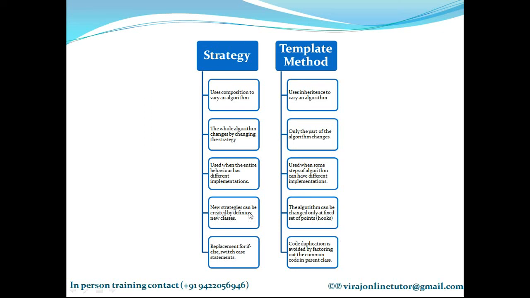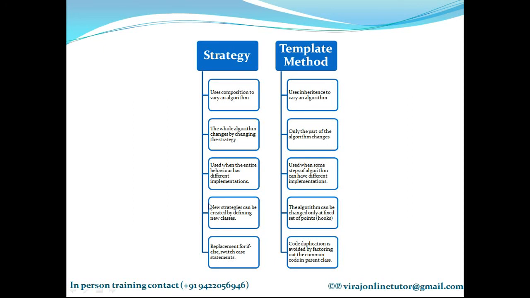In strategy, new strategies can be created by defining new classes. Currently, I have a shell sort, I have a bubble sort. Suppose a third sort algorithm comes in, like quick sort, I can definitely add it. So new strategies can be created by defining new classes. And in case of template method, the algorithm can be changed only at fixed set of points called hooks. So I can change the algorithm only at fixed set of points. So which are the hooks here? Hooks are the points which I can override in my derived classes.